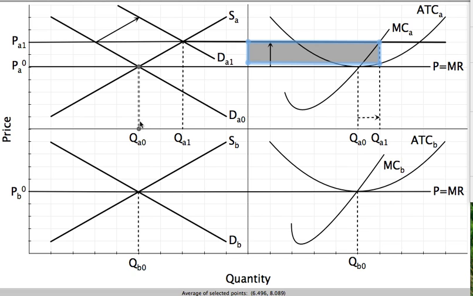We see in total that output is going to increase for the entire market, price is going to go up, and then if we take a look at individual firms, the price they receive goes up and their output is also going to increase.